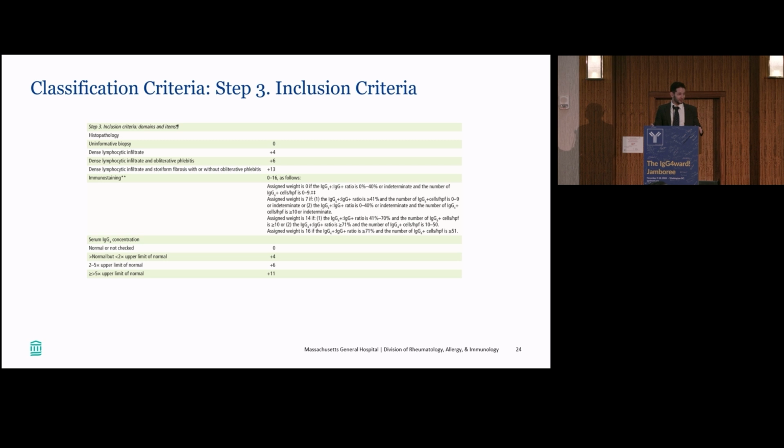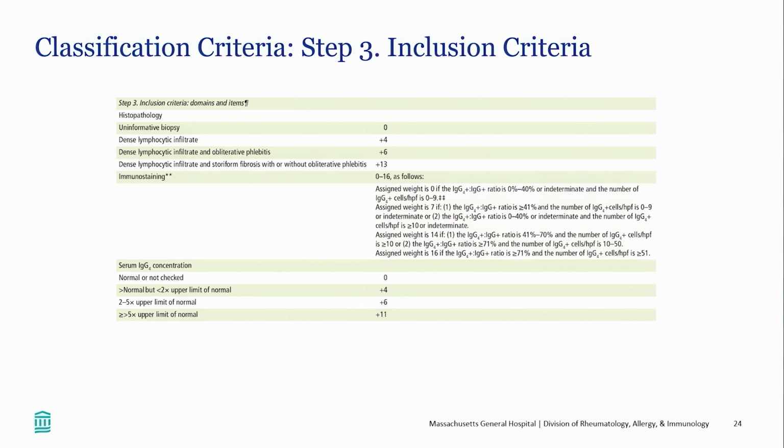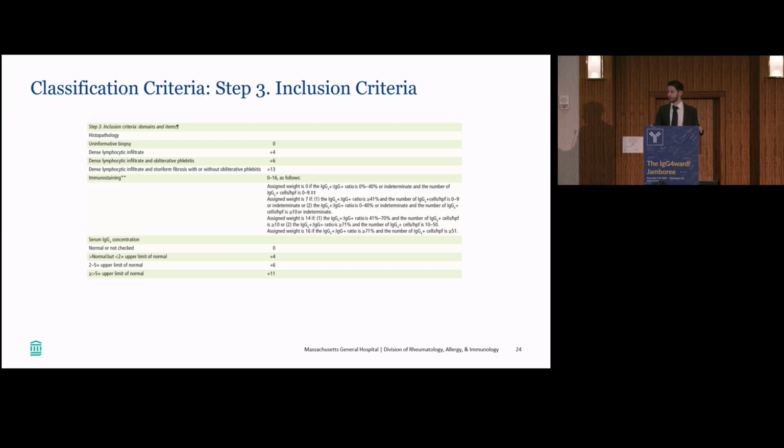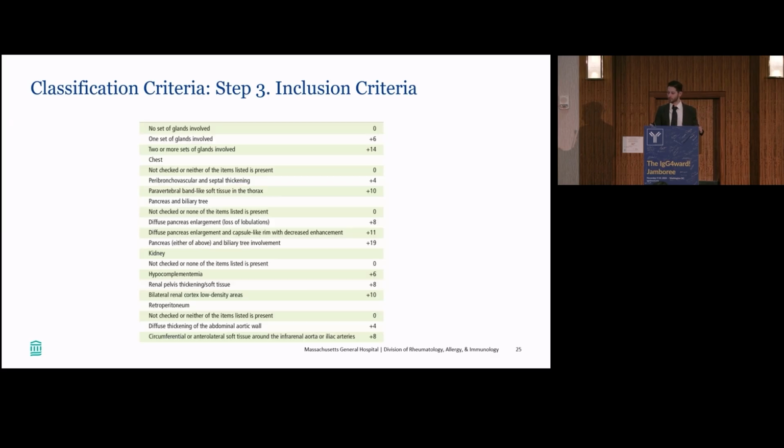If someone doesn't have any exclusion criteria, then they move on in the classification criteria to step 3, which is inclusion criteria. And that's where they get a certain number of points for the different things that the patient has, and they get more points the more specific that thing is for IgG4-related disease. So they get a certain number of points for different biopsy finding results, and they get different points for how high the serum IgG4 is. I mentioned the most points is if the serum IgG4 is over 5 times the upper limit of normal.